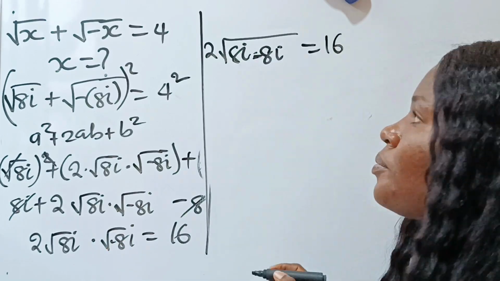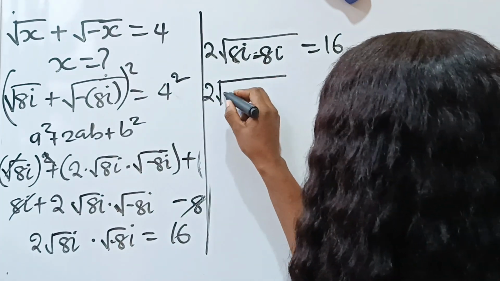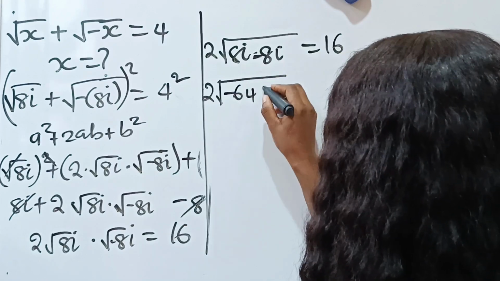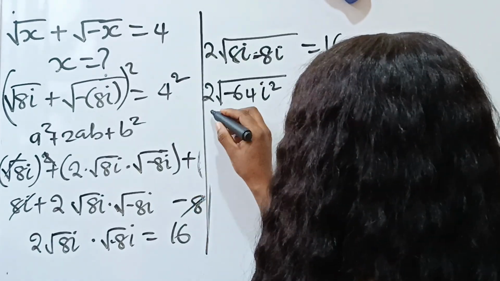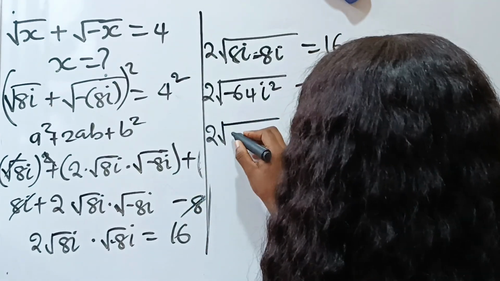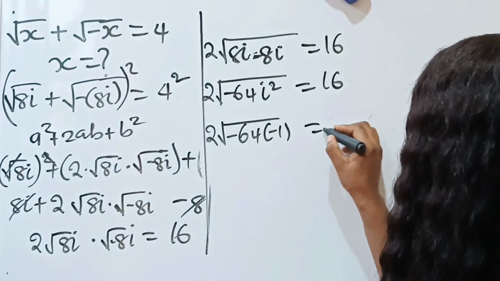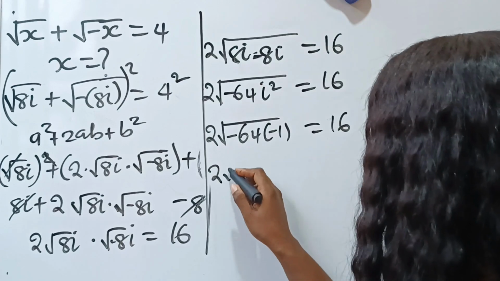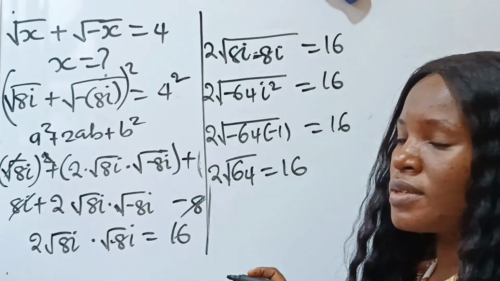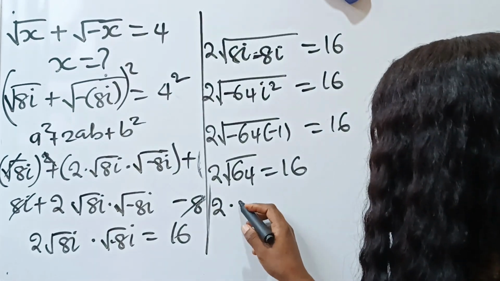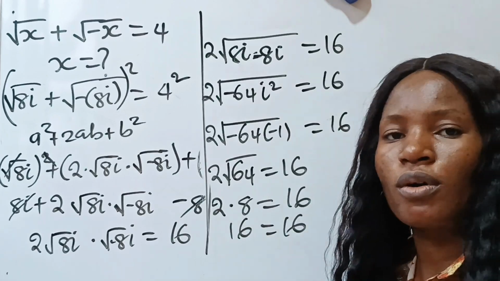is equal to 16. So we have 2 square root, 8 times minus 8 will give us minus 64. i times i will give us i squared is equal to 16. All right, okay, now we have 2 root minus 64. Now i squared is minus 1, okay, is equal to 16. So we have 2 root, minus minus is plus, so we have 64 remaining is equal to 16. So 2 multiplied by the square root of 64, which is 8, is equal to 16. So we can see that 16 is equal to 16.